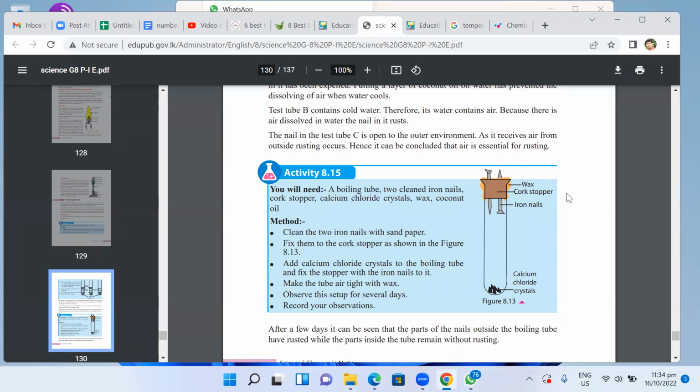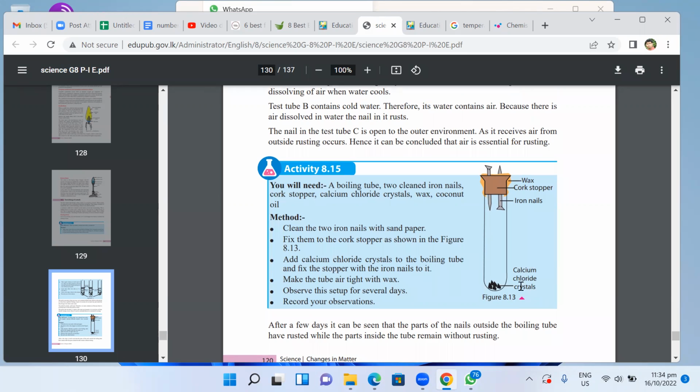Why is there a wax cork? Because to seal this properly, the wax one is used to seal this properly, right? This is used for sealing purposes. And then calcium chloride crystals are also placed here.